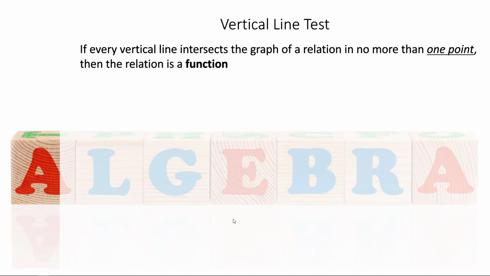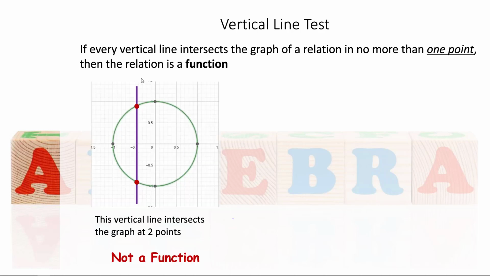And what is another way of testing for a function? Now, the first test that we talked about, just looking at ordered pairs, is great if you have a finite collection of ordered pairs. However, if you have an equation or a graph of an equation, you need something else, and that's where the vertical line test comes in.